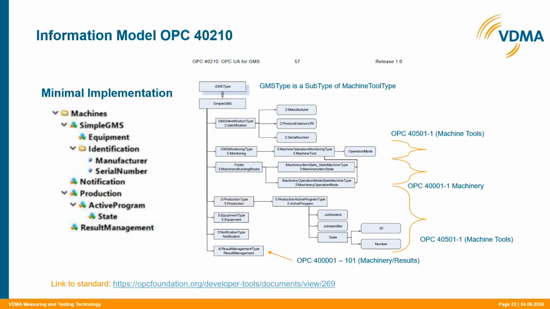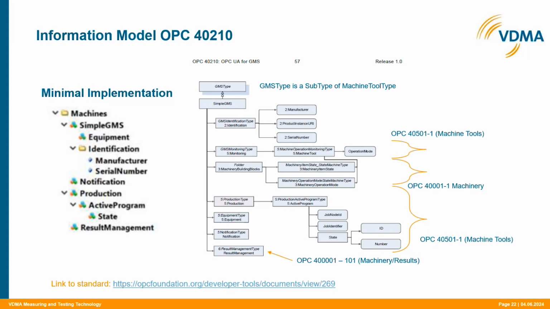Let's first have a closer look at the information model. I brought you two pictures and also the link to the standard, which is given below. What you see here on the left-hand side, a little bit blurry by the way, is a screenshot of a minimal implementation of a GMS. With this minimal implementation, you already see the main features which are covered by the standard. You have an identification, you have equipment, you can send notifications, you have the active program state, and of course, you can provide results.